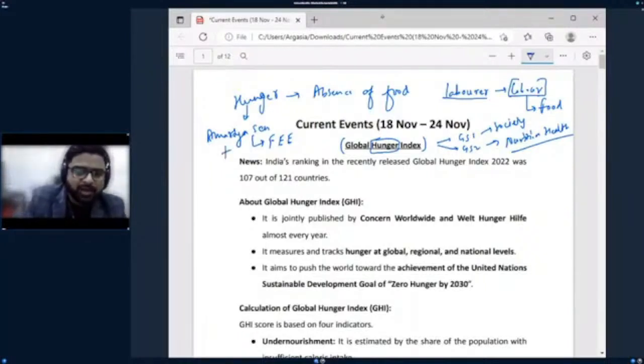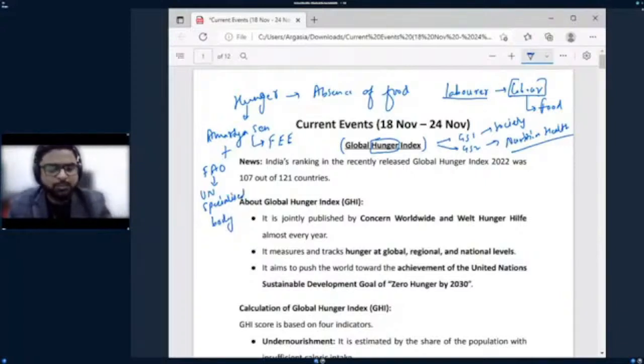And if we combine this with the Food and Agriculture Organization, it is a United Nations specialized body. I hope everyone understands the term specialized body. Does everyone understand this? What is a United Nations specialized body? Anyone who has no idea here? Okay. So FAO is a United Nations specialized body.